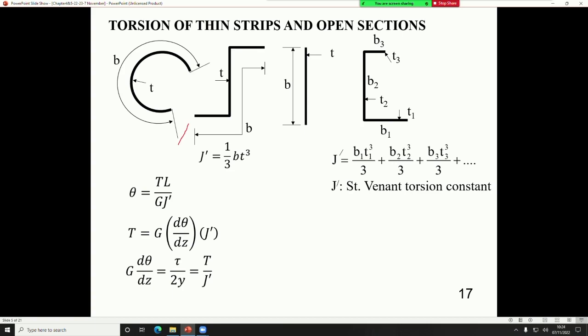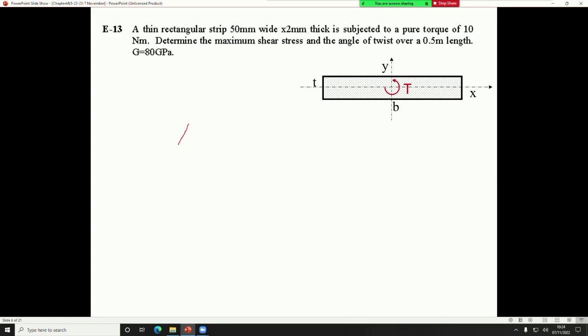Okay, so let's solve this example. It's a very straightforward example. We just use those equations I showed you earlier. It's a thin strip, 2 millimeters thick and subject to a torque of 10 newton meters, and the strip has a width of 50 millimeters. The problem is asking us to find the maximum shear stress and the angle of twist or rate of twist. And as I said, I prefer these equations because they are quite handy. You can relate any of those two terms and find whatever you are after.